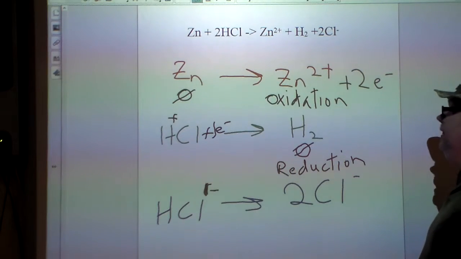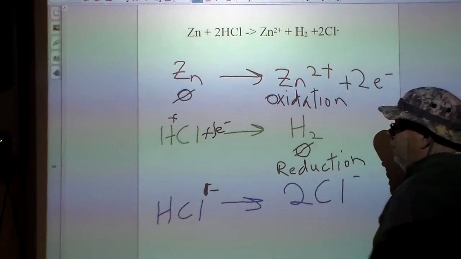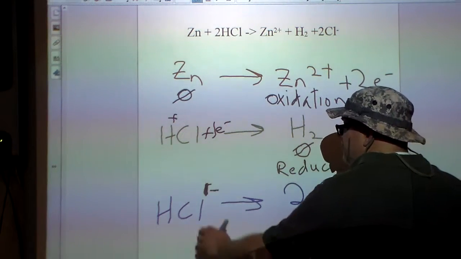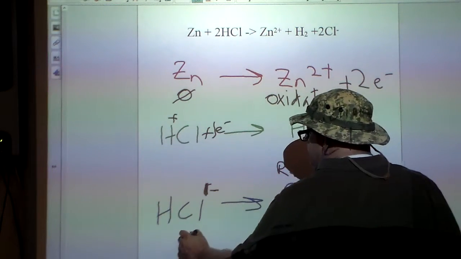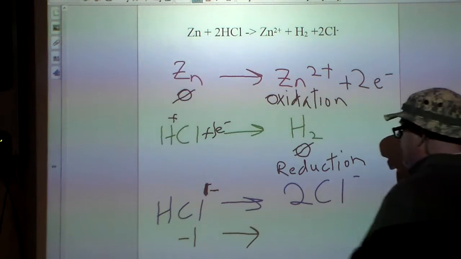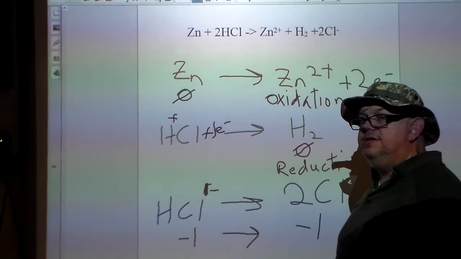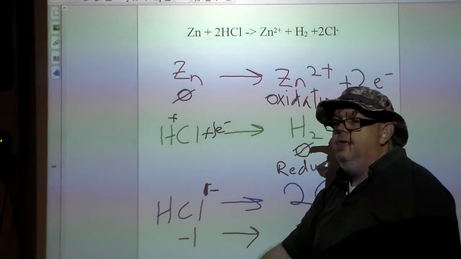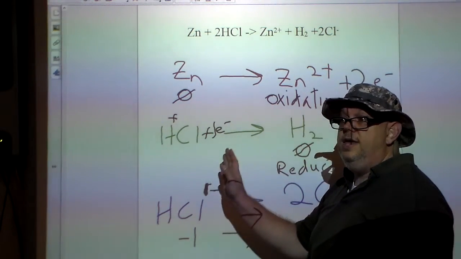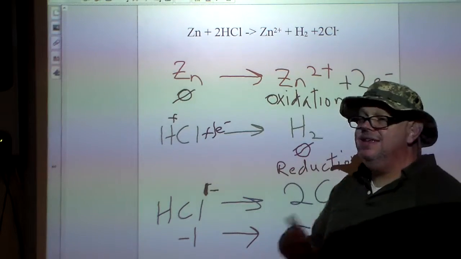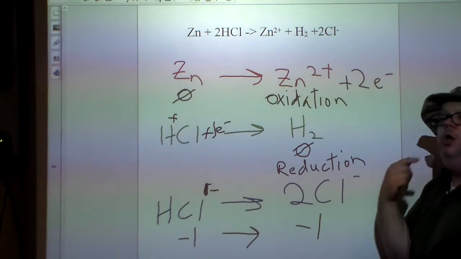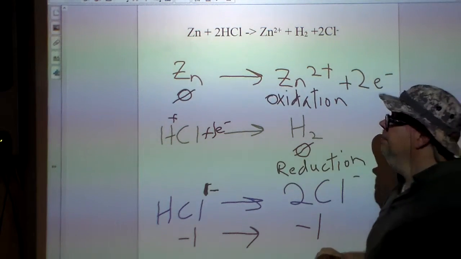Now, let's see what happened here with the chlorine. What kind of a charge does chlorine have? Well, it's got a -1 charge because it's connected with the hydrogen. And we go over to here and we got 2Cl minus. It's also a -1. Has something changed? Nope. That's what they call a spectator ion, because you have something in the reactant and the product that are both the same. But we do have our oxidation with the zinc, and we have our reduction here with the hydrogen. Okay?